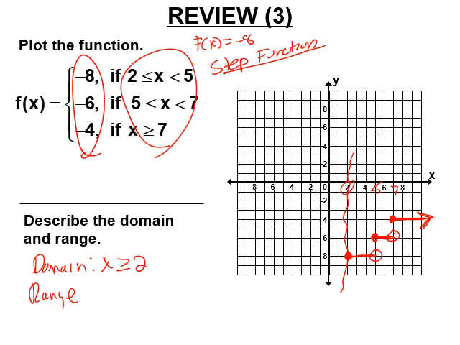Range, well, the range is always right there. By the way, you can see x here as well. So the range is y equals -4, -6, and -8. And that's it. Those three numbers can't be any others.